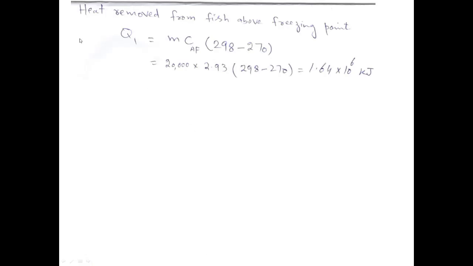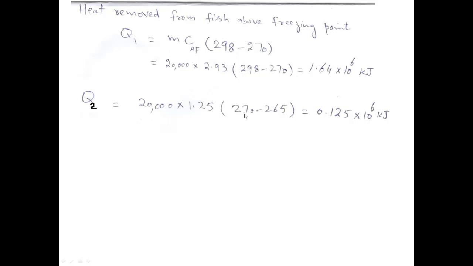First of all, let's calculate the heat removed from the fish above the freezing point, that means from 25 degrees centigrade to minus 3 degrees centigrade. That's the sensible heat, which is calculated as mcp delta t, but here cp will be above the freezing point. So this heat is 1.64 into 10 to the power 6 kilojoule. And then the second heat, Q2, is the latent heat, minus 3 degrees centigrade to minus 3 degrees centigrade.